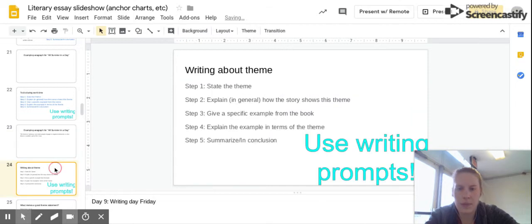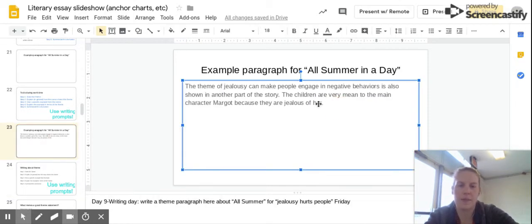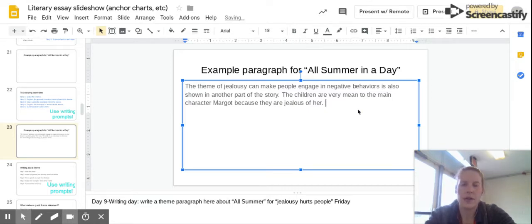Okay, next step. Give a specific example from the book. So I think I'm going to give a specific example when they locked her in the closet. Or no, actually, when they were teasing her. Specifically, they teased Margaret and said that the sun coming out was one big joke.